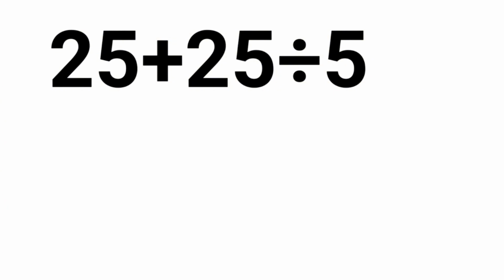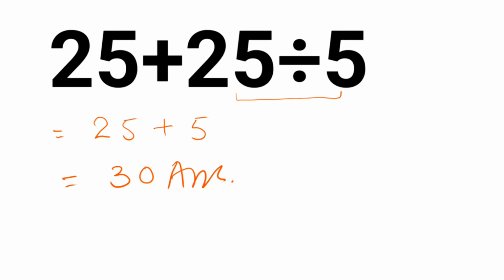Another important question, first of all, we will divide, because according to PEMDAS, we will prefer division and multiplication and finally addition and subtraction. So first of all, we will divide. So it will become 25 plus 25 divided by 5 is equal to 5. So our answer will be equal to 30.